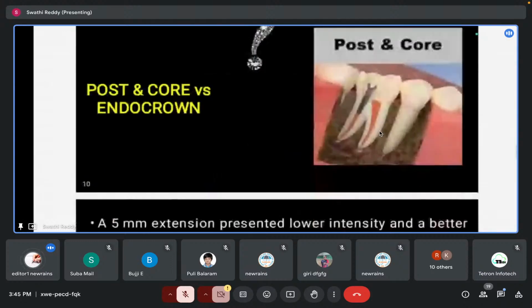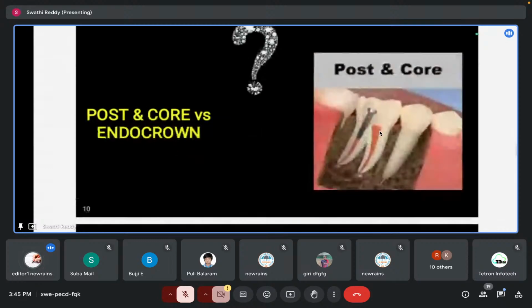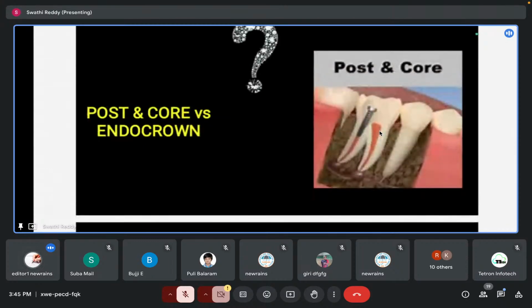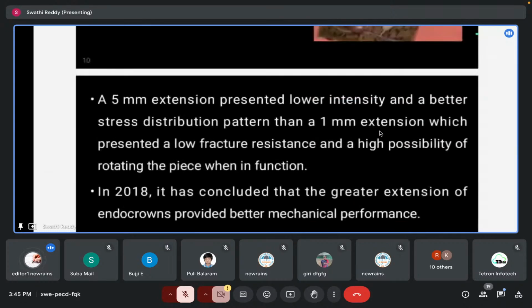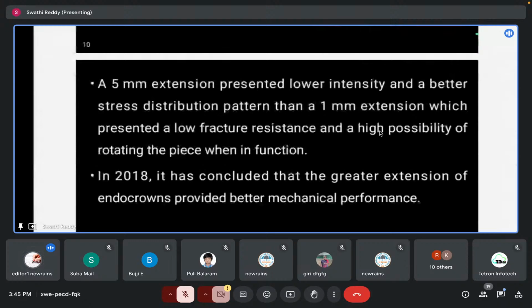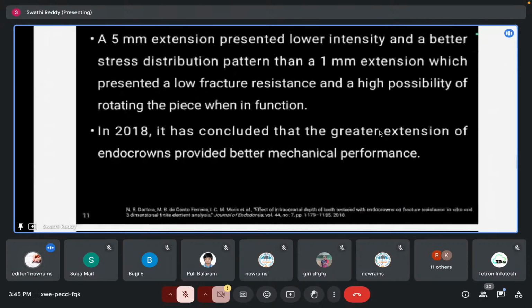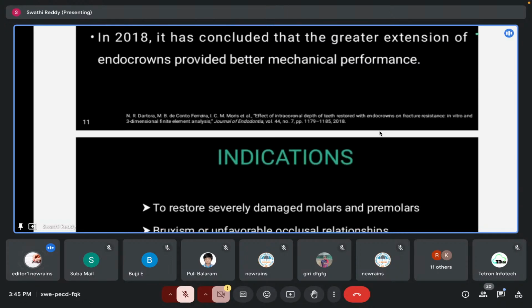What do you think is better, post and core versus endocrown? Post and core was traditionally used for many years, but nowadays endocrown has replaced post and core. A minimum of 5 mm extension presented a lower stress intensity and a better stress distribution pattern than a 1 mm extension, which presented lower fracture resistance and a high possibility of rotating the piece when in function. In 2018, it was concluded that greater extension of endocrowns provided better mechanical performance.